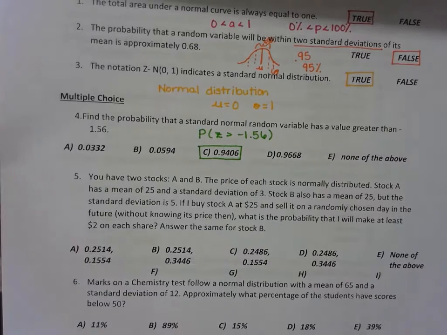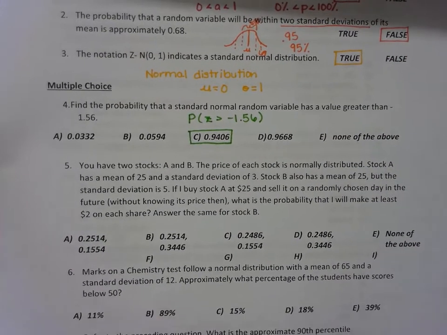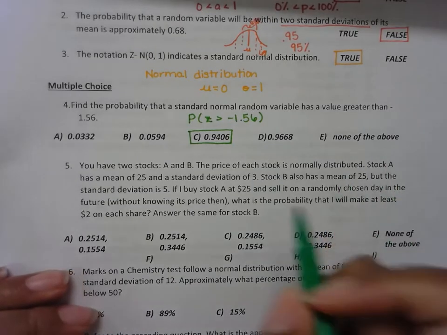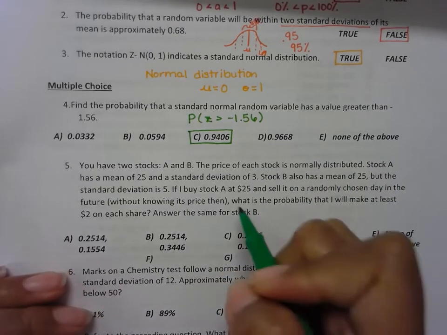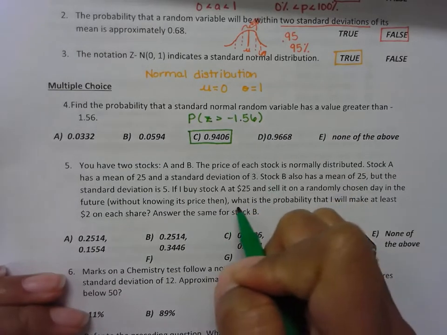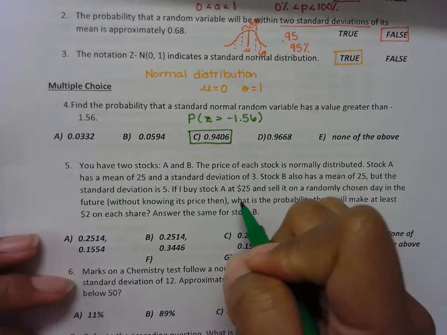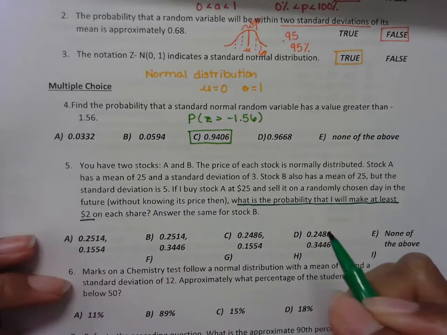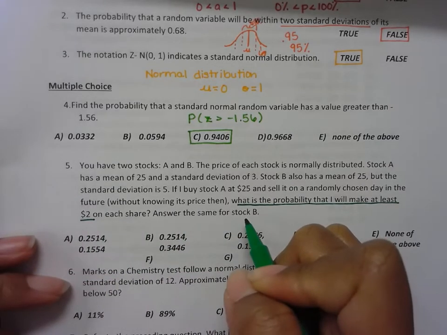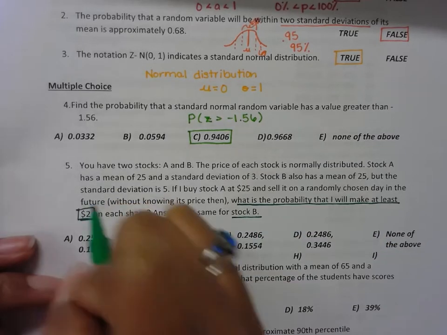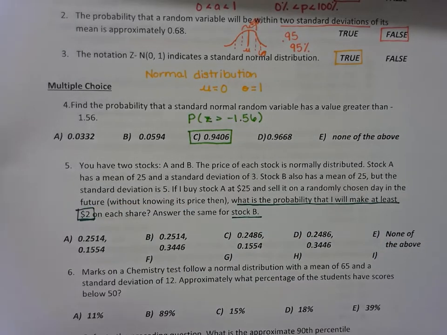Five appears to be tricky, but this is only because it has a lot of words, but not quite so much. What I like to do for these problems is skip directly to the end and highlight or underline what it is that the question is asking. It's asking, what is the probability that you make at least $2 on each share, and to do the same thing for stock B. It's important to note that we're looking at a value that is increased by $2.